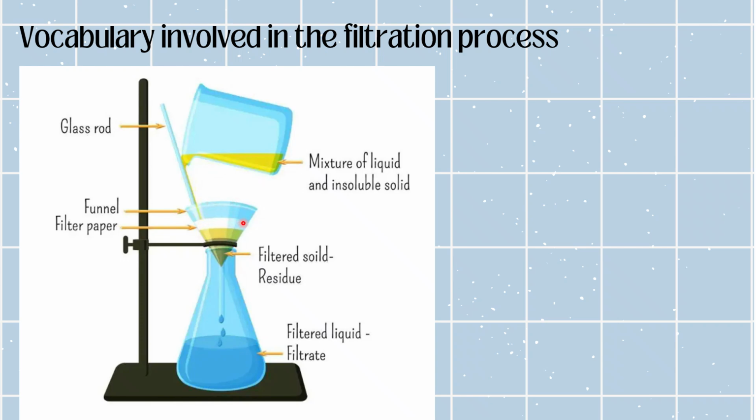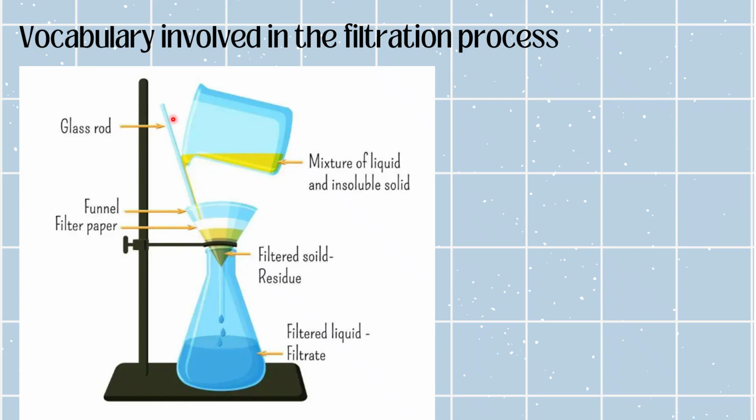Now inside the funnel, make sure to put a filter paper. What is a filter paper? It is a paper with different varieties of porosity depending upon the size of the solid. So if you have smaller solid particles, you're going to use a fine, small pore filter paper. If you have a huge size of particles, you're going to use the bigger pore size filter paper.